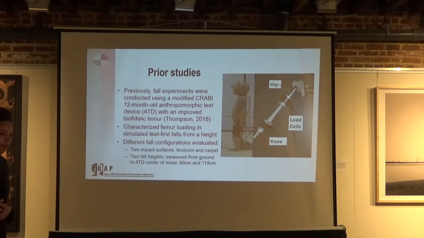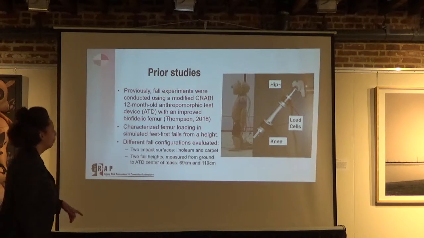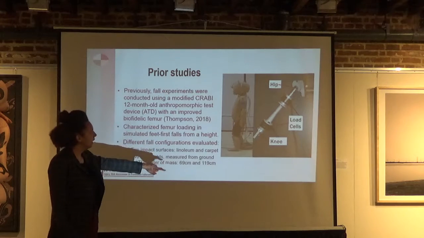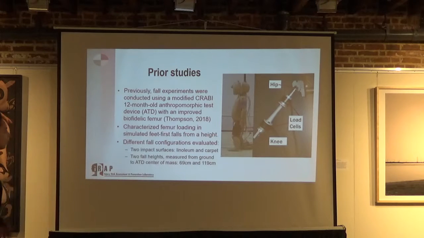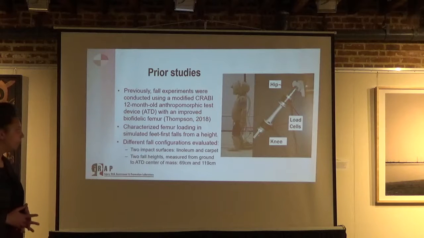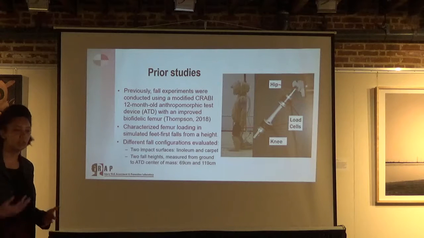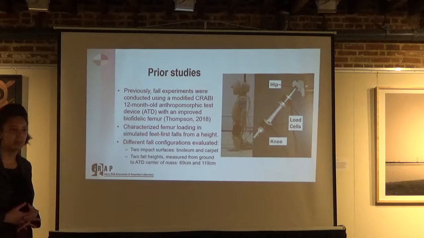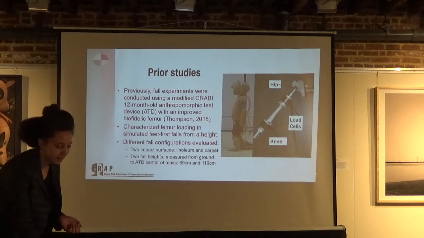Previously, we conducted fall experiments using a modified Crabby 12-month-old ATD with an improved biofidelic femur. What you see in the image on the left here is the ATD falling and hitting the ground, and it was dropped from a height to do that. From these, we were able to characterize the femur loading in simulated feet first falls from a height. The different fall configurations included falls onto two different impact surfaces, linoleum and padded carpet, more common surfaces you might see in homes, and from two different fall heights of 69 and 119 centimeters.